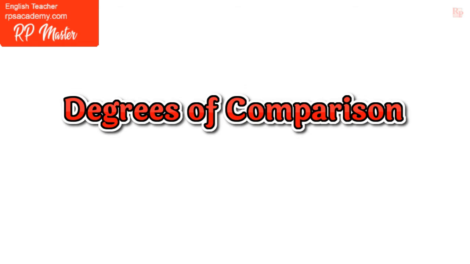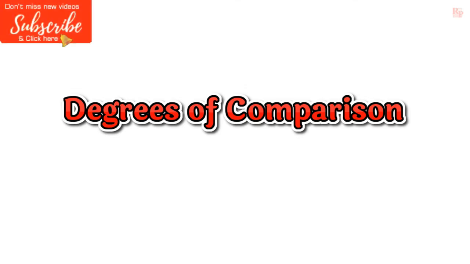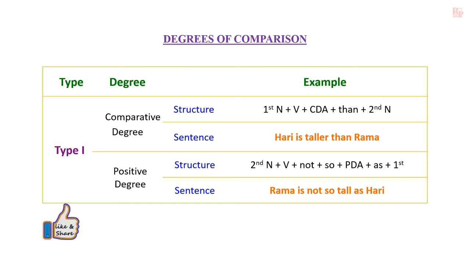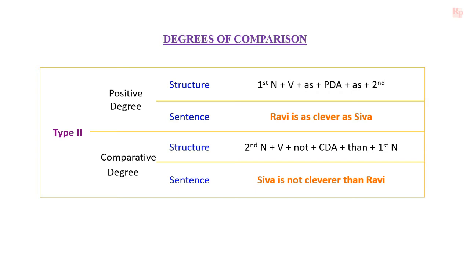In the last two videos, we discussed the first and second type of degrees of comparison. In those examples, we learned that there are two subjects. Of course, we named them first noun and second noun, to make comparison between two things. In the first type and the second type, we have two subjects and they interchange their places from one place to another while changing from comparative to positive degree and positive to comparative degree.